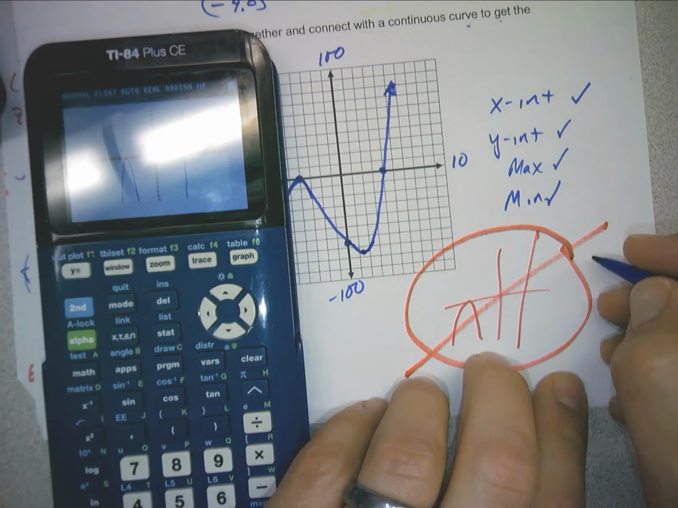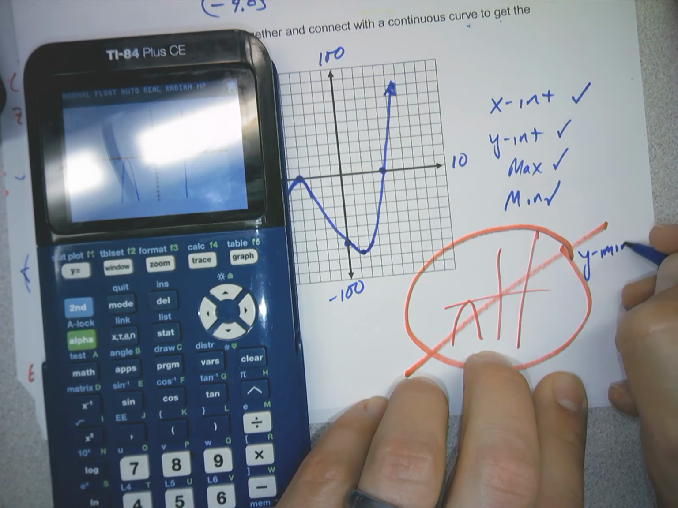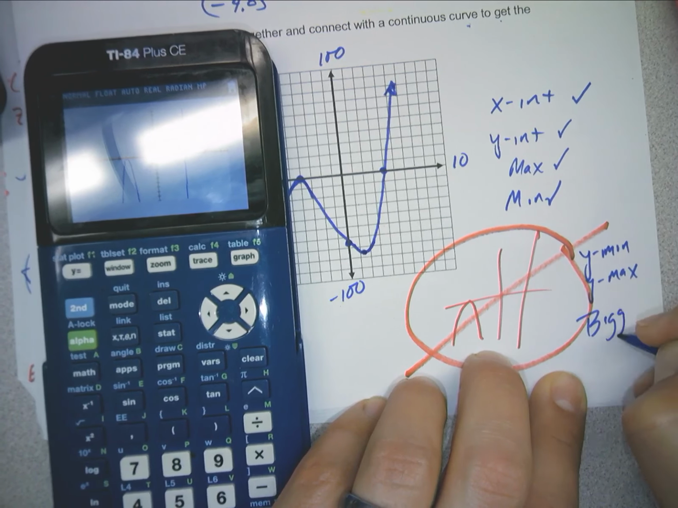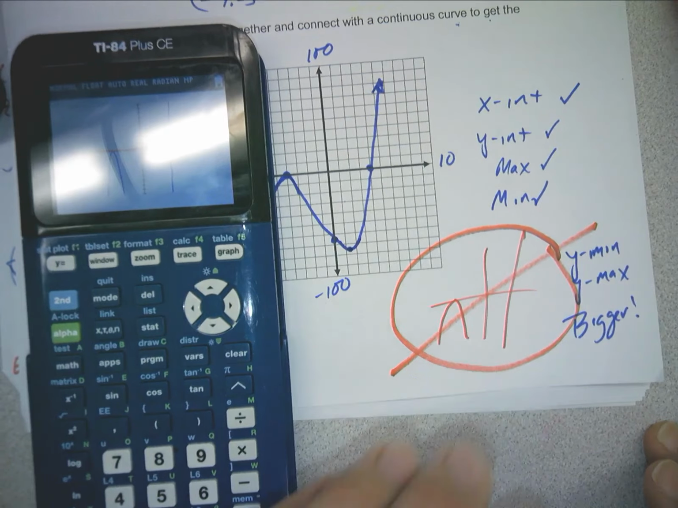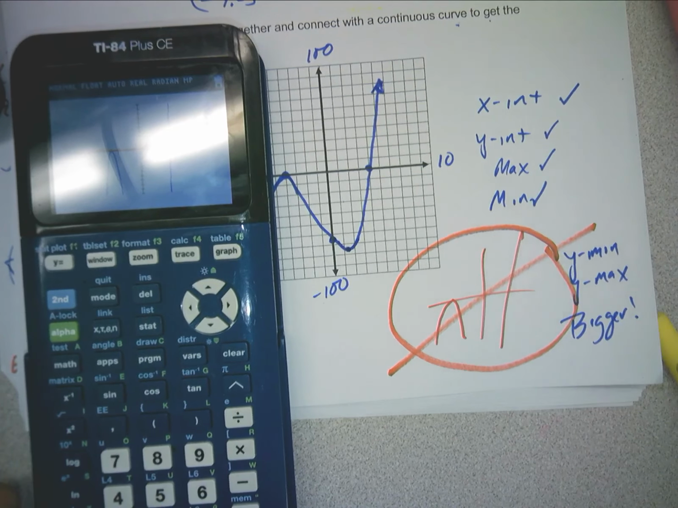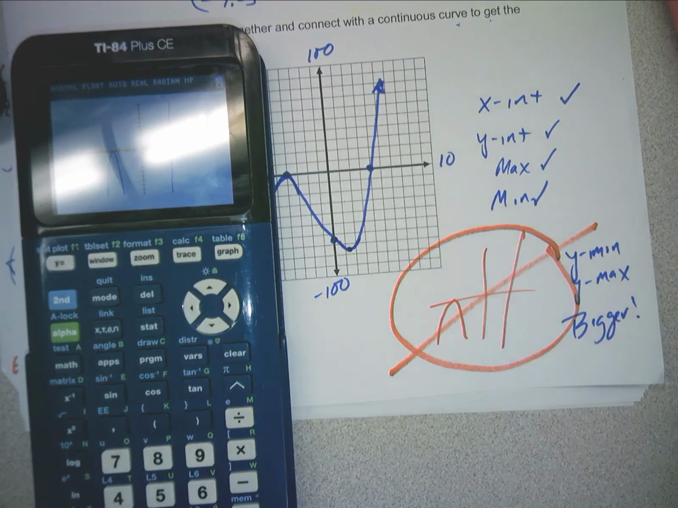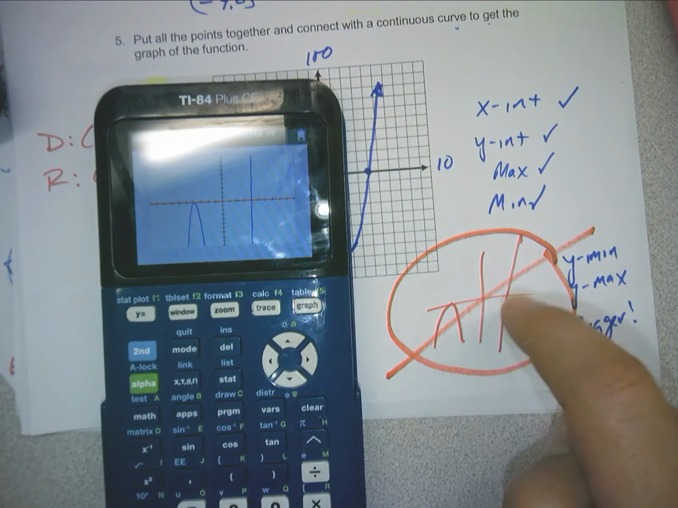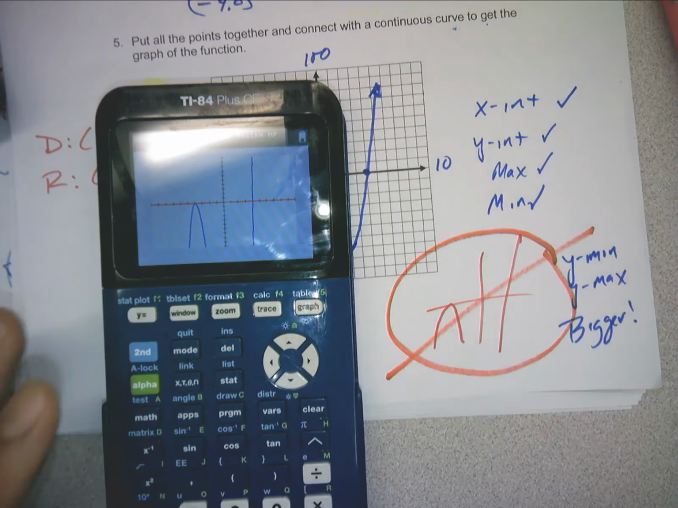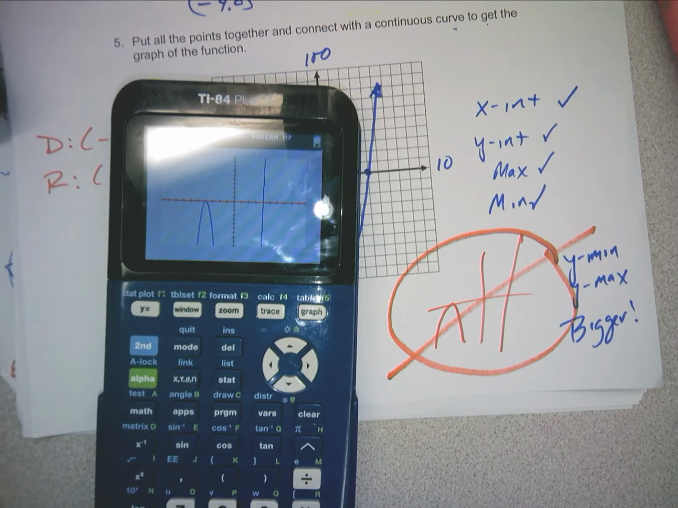Okay? Your Y min, Y max needs to be bigger. That means you just haven't practiced. You're not doing what you're supposed to be doing. You're not doing your homework. Okay? So make your Y min and Y max bigger. I don't want to see that. That's terrible. Okay? That means you have no idea what a polynomial function should look like. It should be continuous.